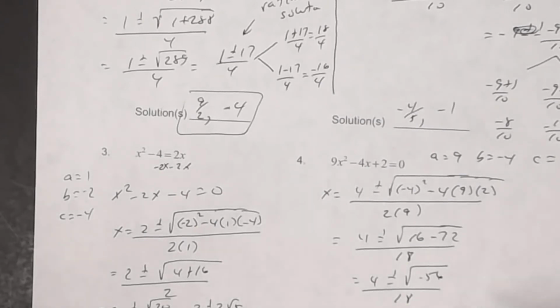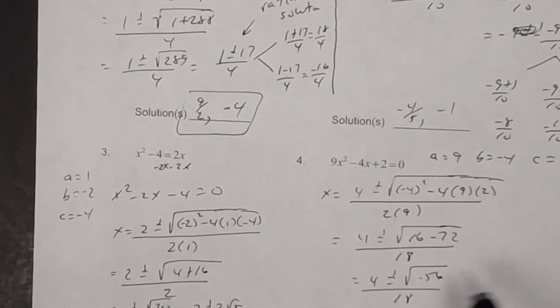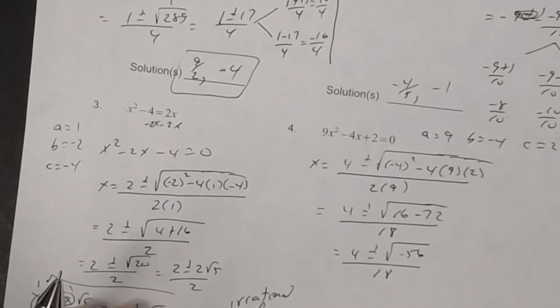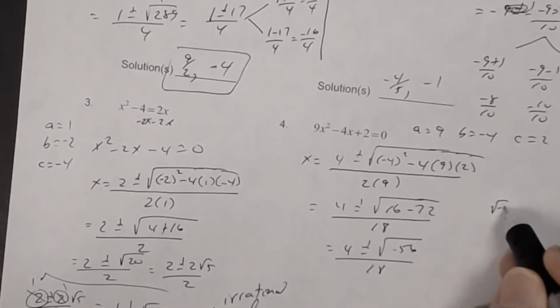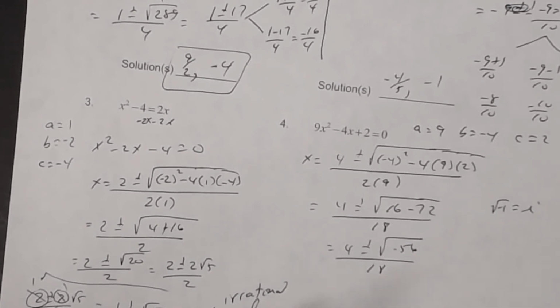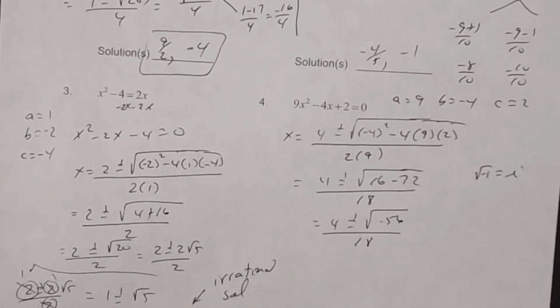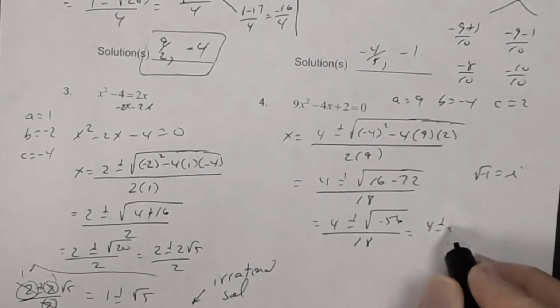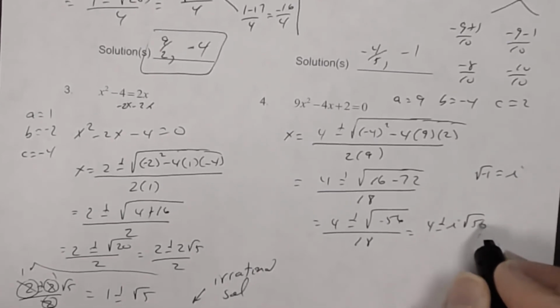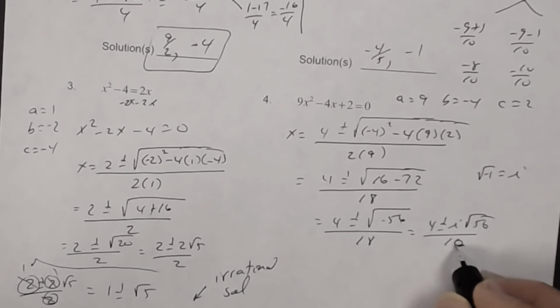All right, so now you got to see that at this point, remember I'm taking the square root of a negative number, so that's that imaginary unit, right? So remember the square root of negative 1 is equal to i. So you got to use that, you got to use the imaginary unit here. Okay, so I get 4 plus or minus i square root of 56, right, over 18.